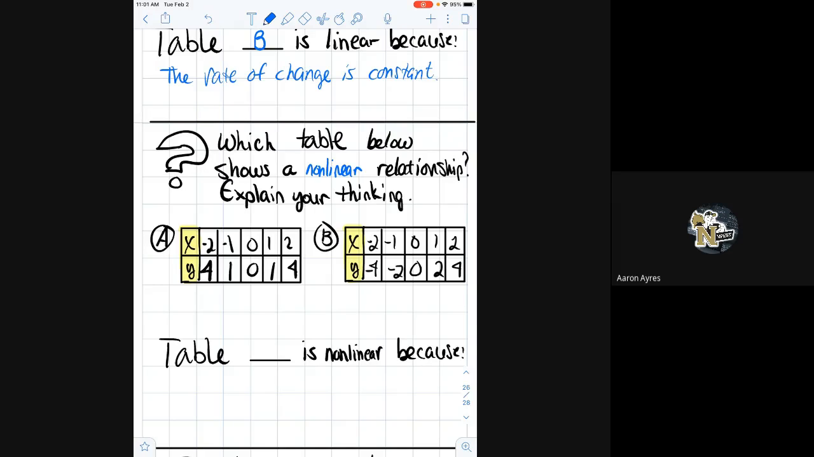You guys share with your roommates? Go for it. Share, share, share. Okay. I like the nonverbal communication.